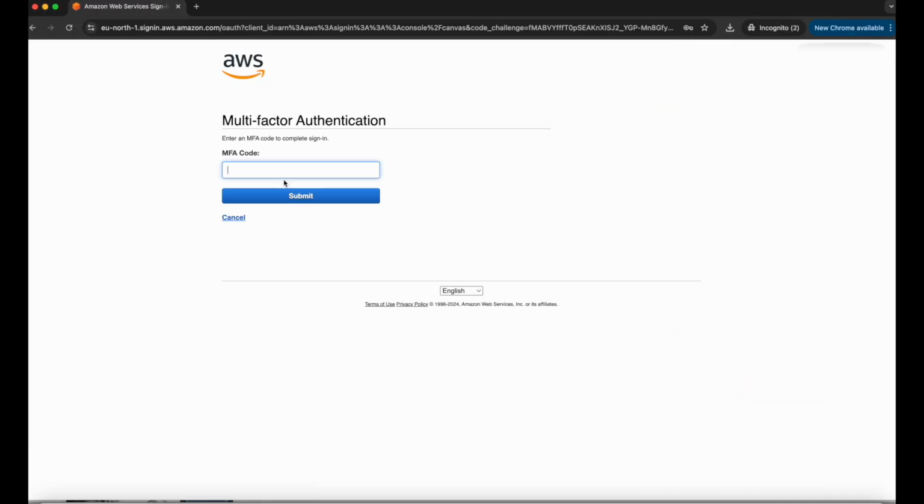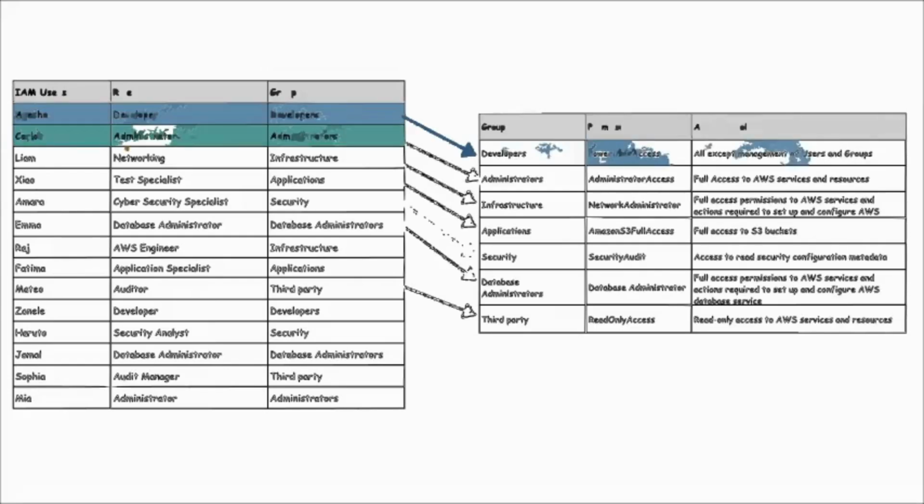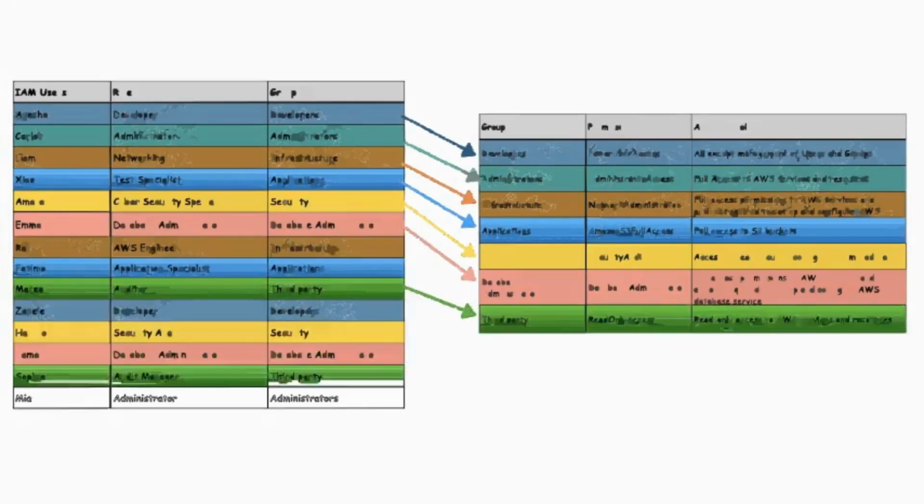Once someone is authenticated, the next question is, what can they do? This is where authorization comes in. Authorization is about assigning permissions that define what resources a user can access and what actions they can perform. This is handled using IAM policies.